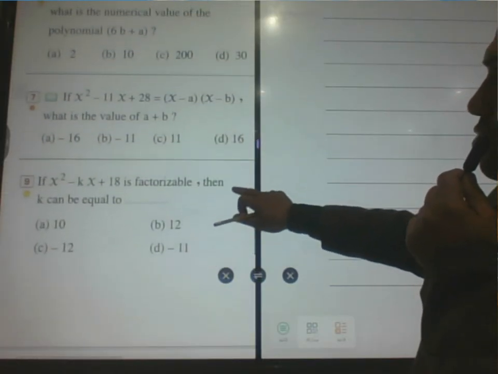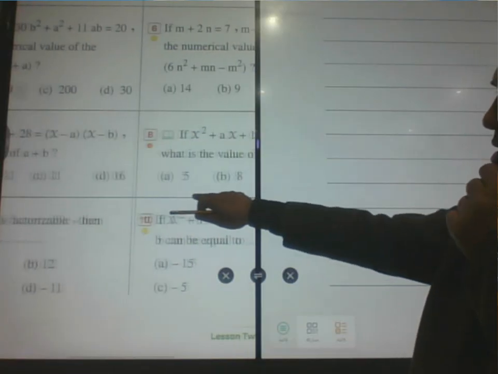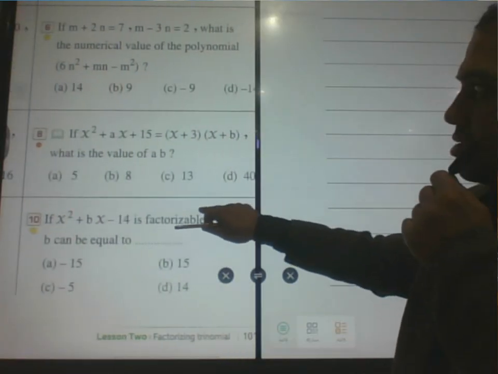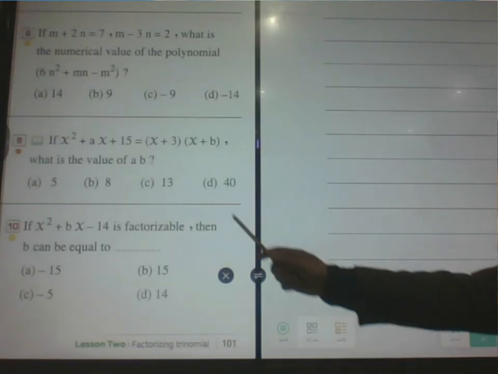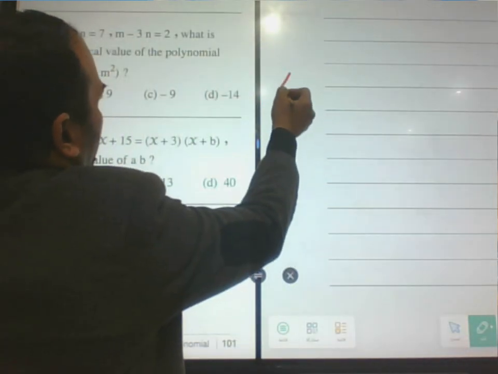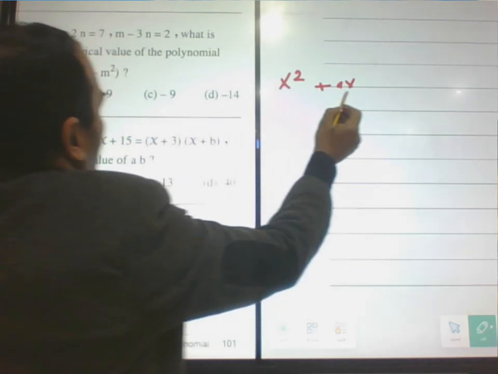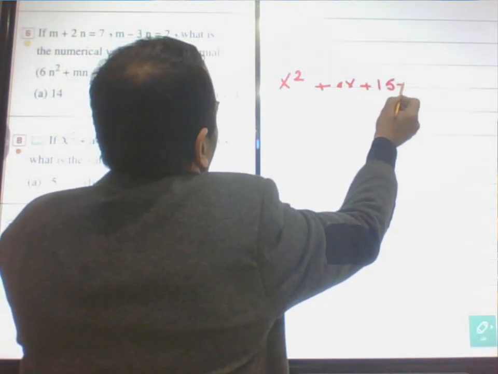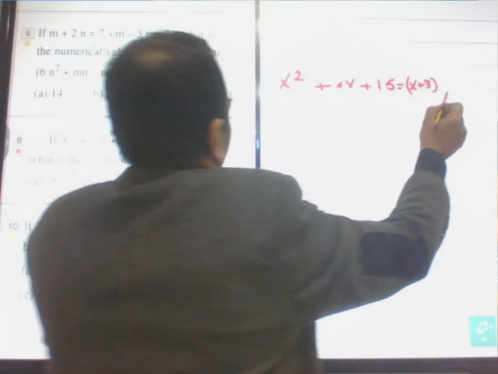Look with me at this question. I solve this now. Now question number 8. x power 2 plus ex plus 15 equals x plus 3 product by x plus b. What is the value of a plus b? I will write the expression x power 2 plus ex plus 15, equivalent to x plus 3 product by x plus b.